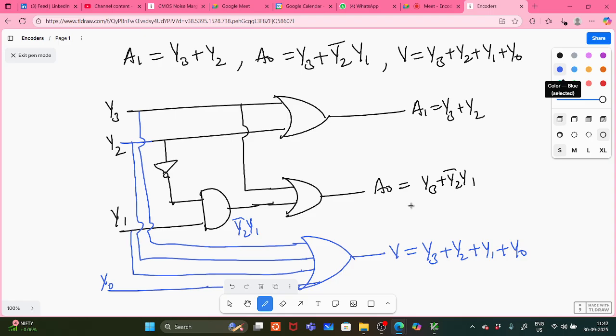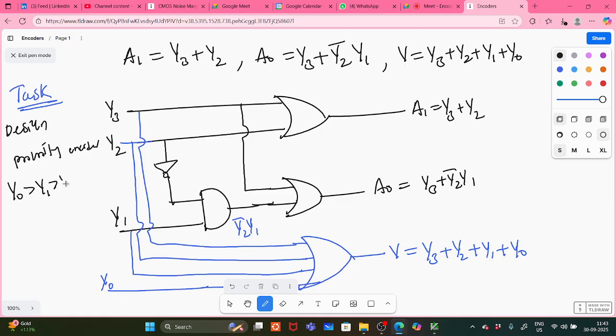So your task is to design a priority encoder in which y0 has the highest priority, then y1, then y2, and y3 the lowest. You need to design this and share it in the group, or share it with me personally after designing. Okay, so this is about encoders.